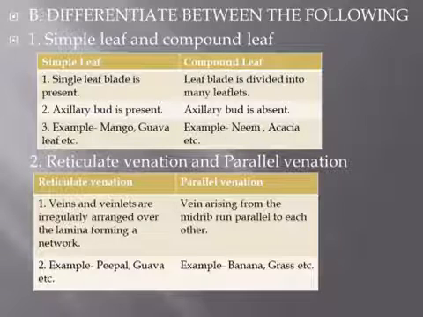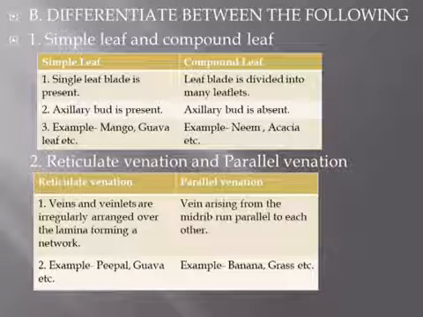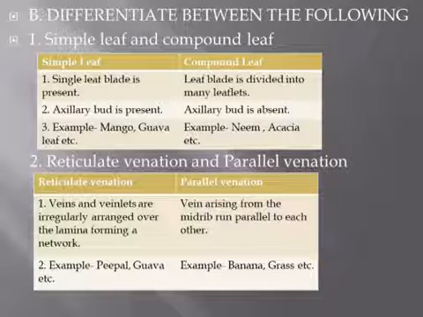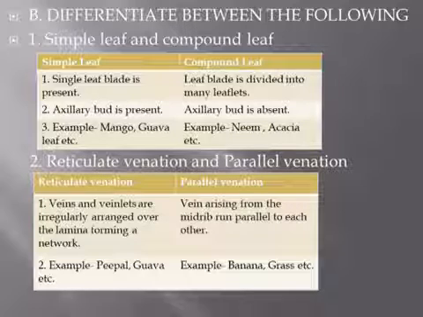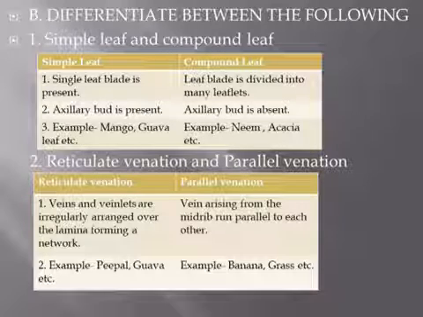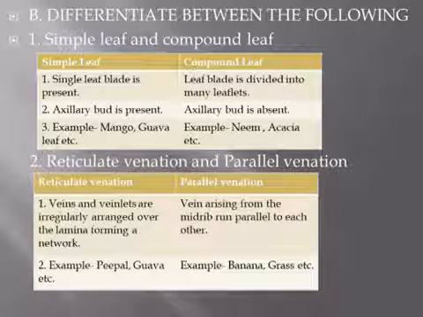Number 1, simple leaf and compound leaf. In a simple leaf, a single leaf blade is present, whereas in a compound leaf many leaflets are present. In a simple leaf the axillary bud is present, but in a compound leaf the axillary bud is absent. Examples of simple leaf are the leaves of mango, guava, etc. Examples of compound leaf are neem, acacia, etc.